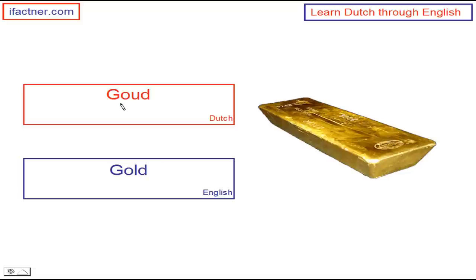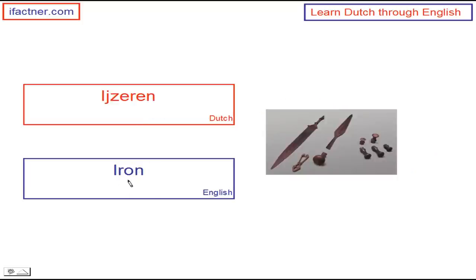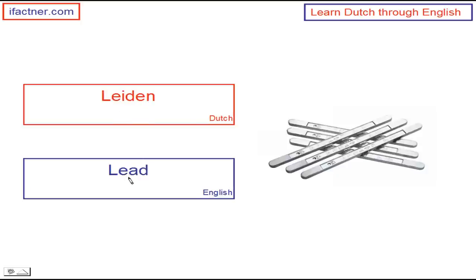Gold is called goud. G-O-U-D. Goud. Iron is called ijzer. I-J-Z-E-R. Ijzer. Lead is called lood. L-O-O-D. Lood.